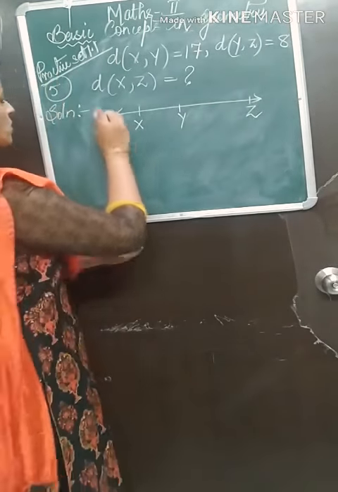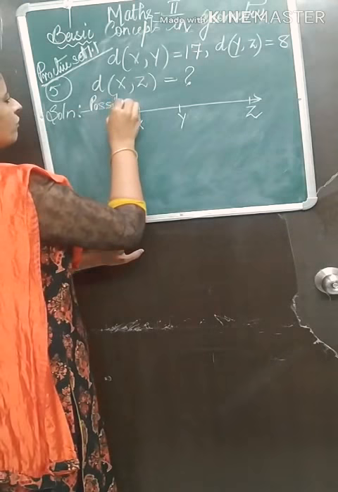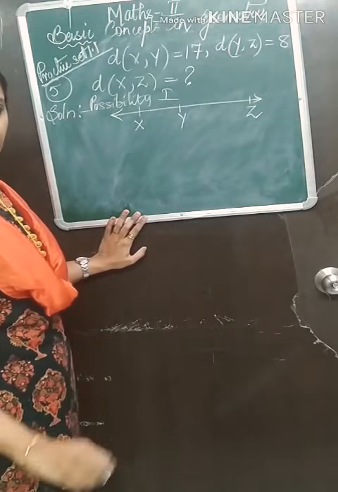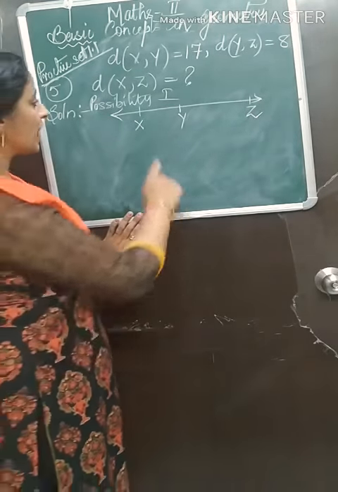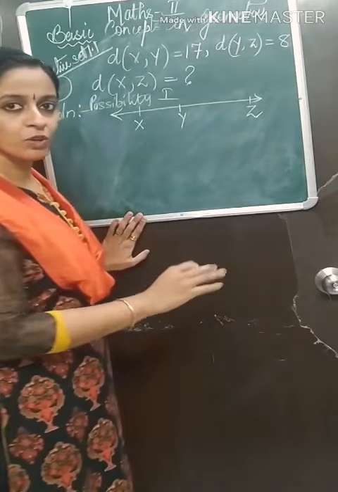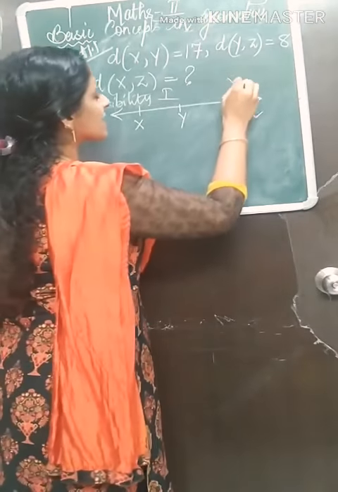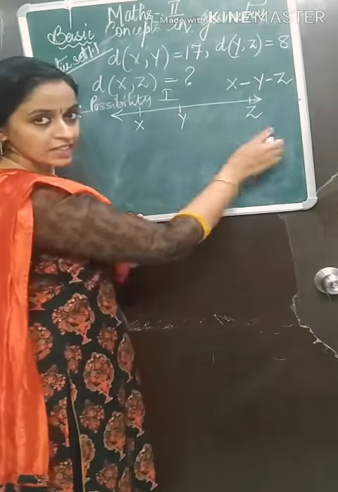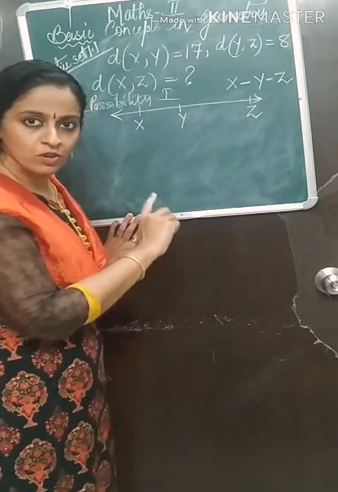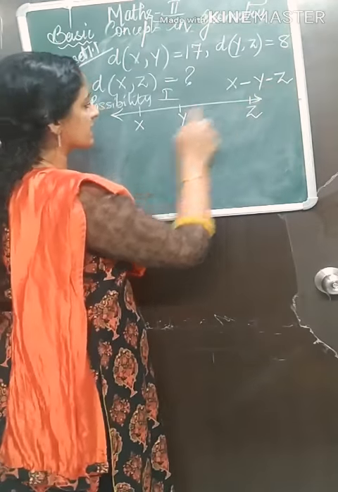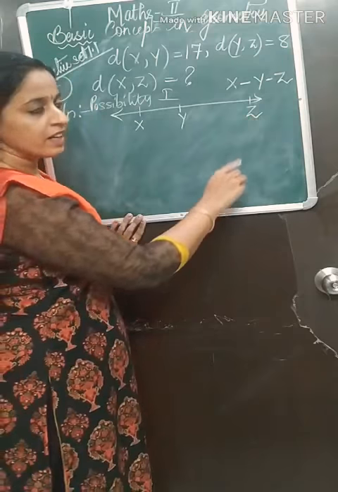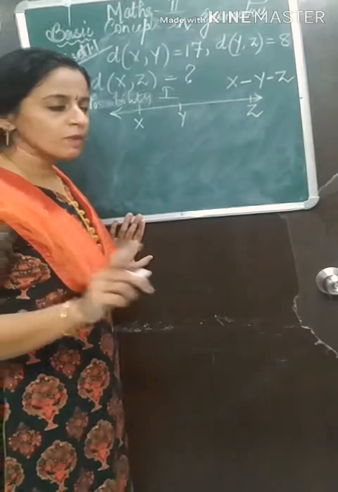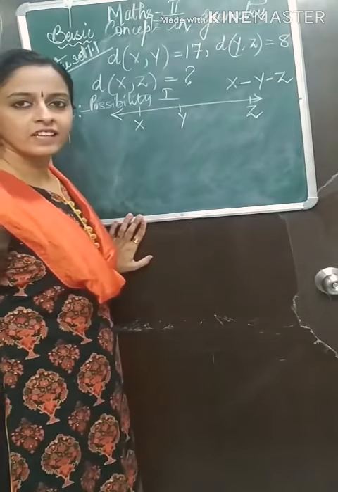So write down possibility number 1. In the first possibility, let us draw this figure. One more thing that I missed in the previous sum: if you are drawing the line like this, you can also mention it as x dash, y dash, z, meaning y is between x and z. By drawing the figure also you can show it. If you write like this, it means y lies between x and z. So in the first possibility, let us take y to be between x and z.